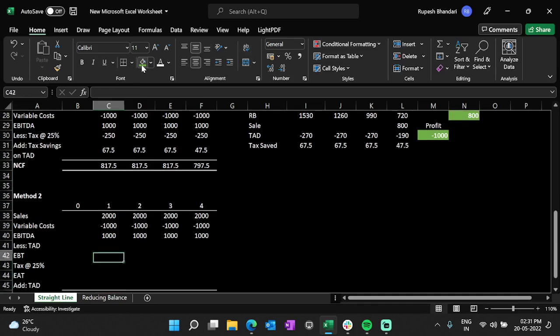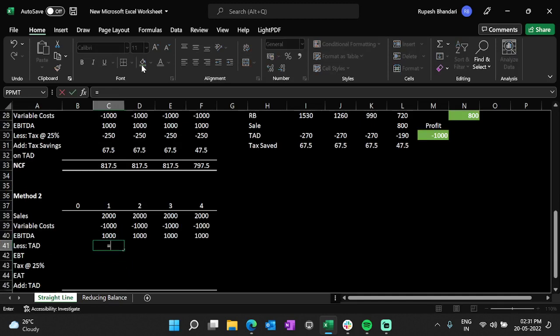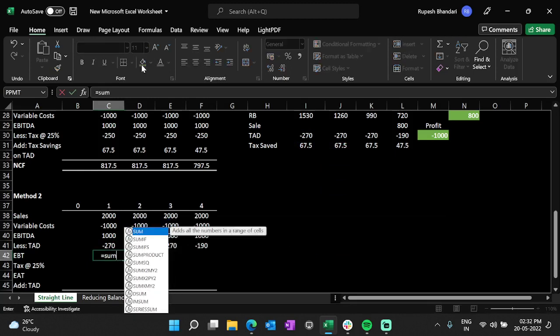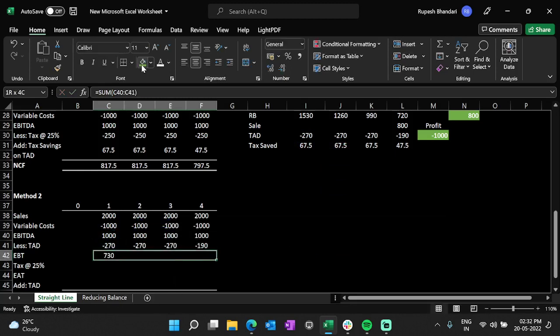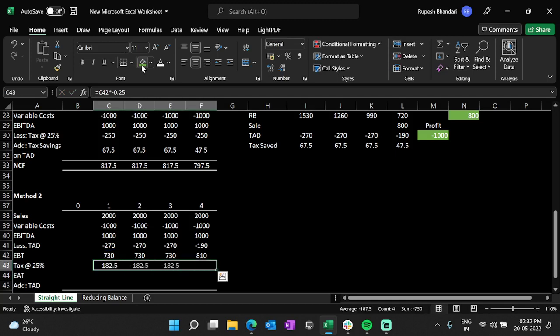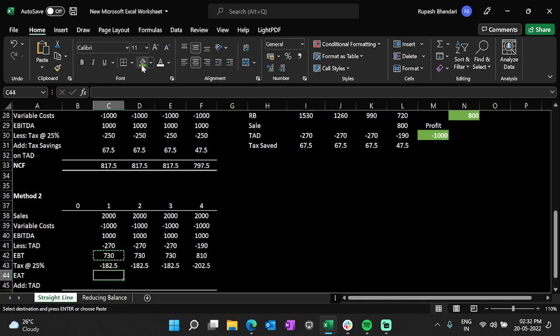So method 2. In method 2, what do we do? We subtract the TAD, right? So we subtract the TAD. What's our TAD? Just copy the figure over here. It's the same figure, right? And then just add up the EBT. So summing it up, what's the tax on that? It's a reduced amount on which we are paying tax, right? Because we've already deducted the depreciation. What's the EAT? It's the same thing, just adding the two together, the after tax figure and then the other figure.